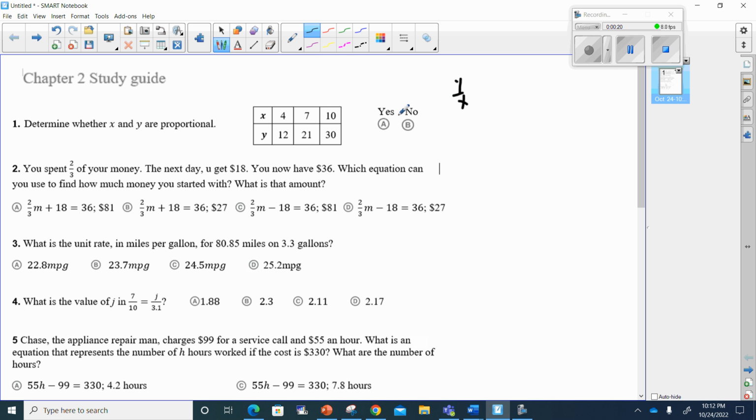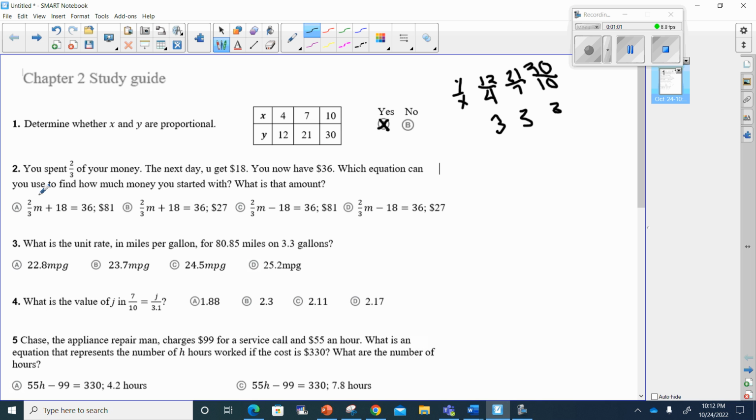So on my first one, I have 12 over 4, and 12 over 4 is going to give me, when I reduce it, 12 divided by 4 equals 3. Next, I'll take 21 over 7, and 21 divided by 7 is 3. And next, I'll take 30 over 10, and 30 divided by 10 is 3. So, are they proportional? Yes, they sure are. The rate is constantly the same.